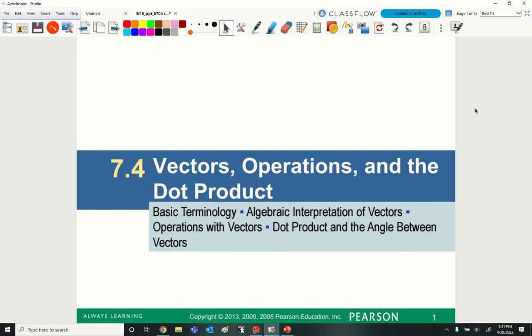Now, right here we have vectors, operations, and dot product. So, if you wrote down the homework, we can't do the first couple of them, because the first couple problems go along with examples 3 and 5. So we really can't do the first part until Friday. Number 19 through 27, we're going to hold off on that, so you can start at 33 for today. All right, so vectors, operations.